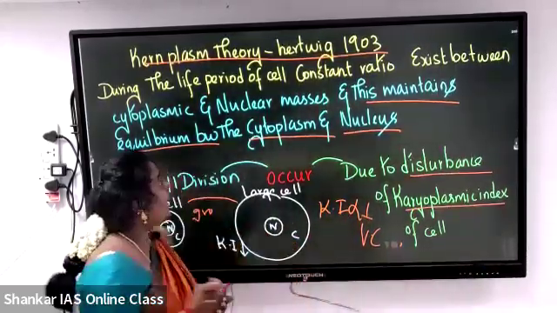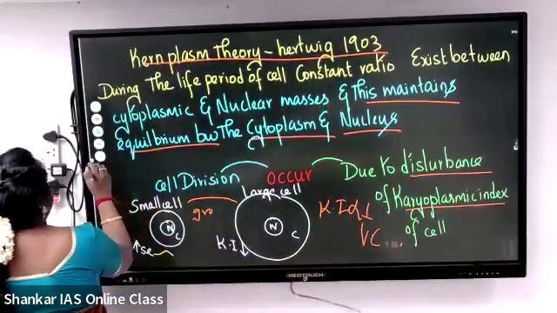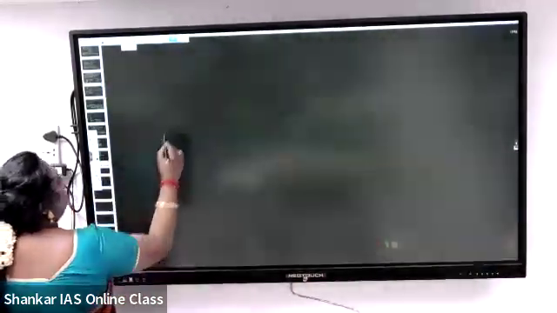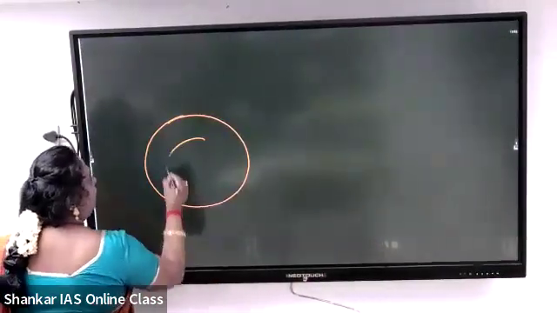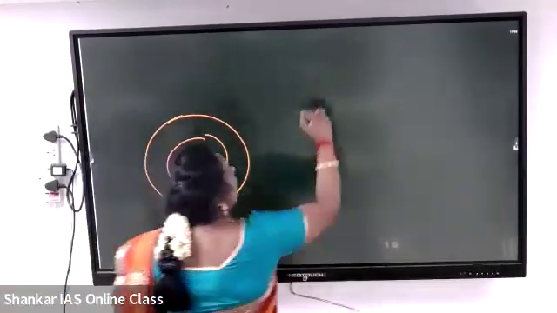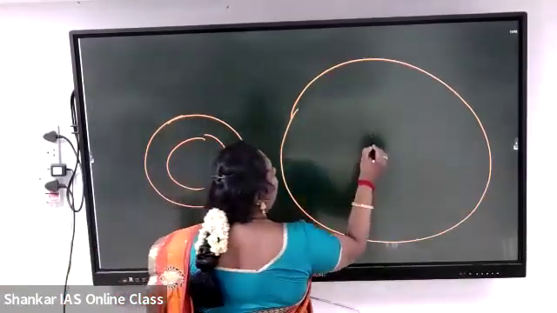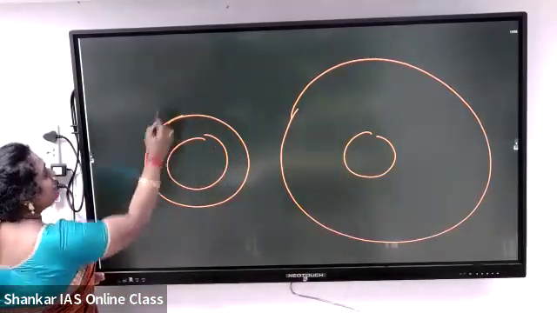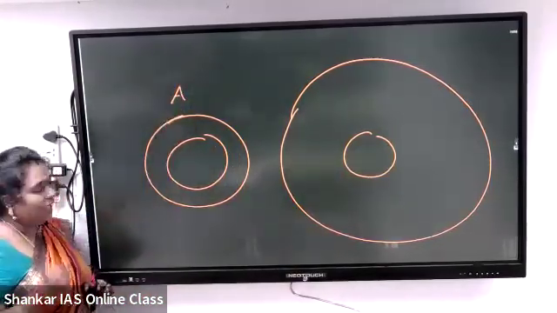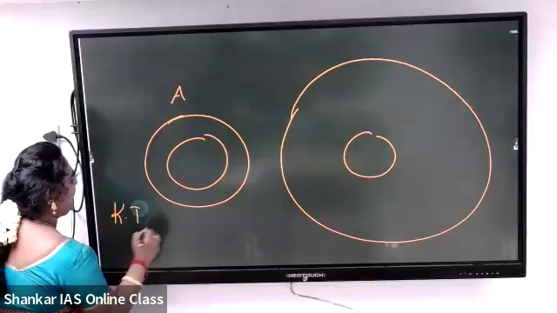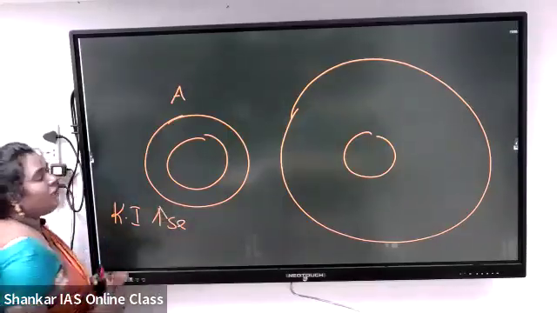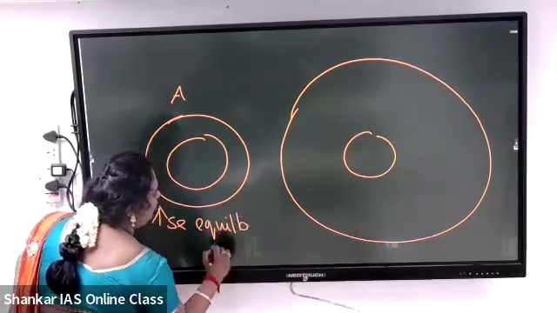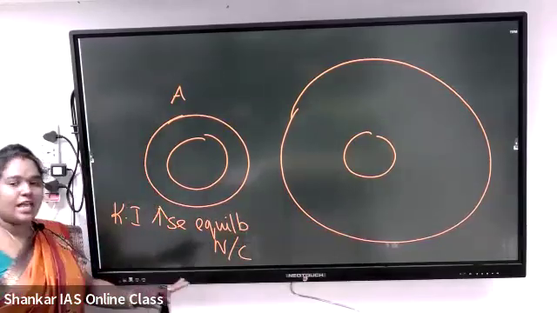I'll give you a diagrammatic explanation again. For example, this is a small cell and you have a nucleus here. And this is the bigger cell and you have a nucleus here. Now you understand what they are saying: for this cell called A, the karyoplasmic index increases because they have an equilibrium between the nucleus and the cytoplasm.